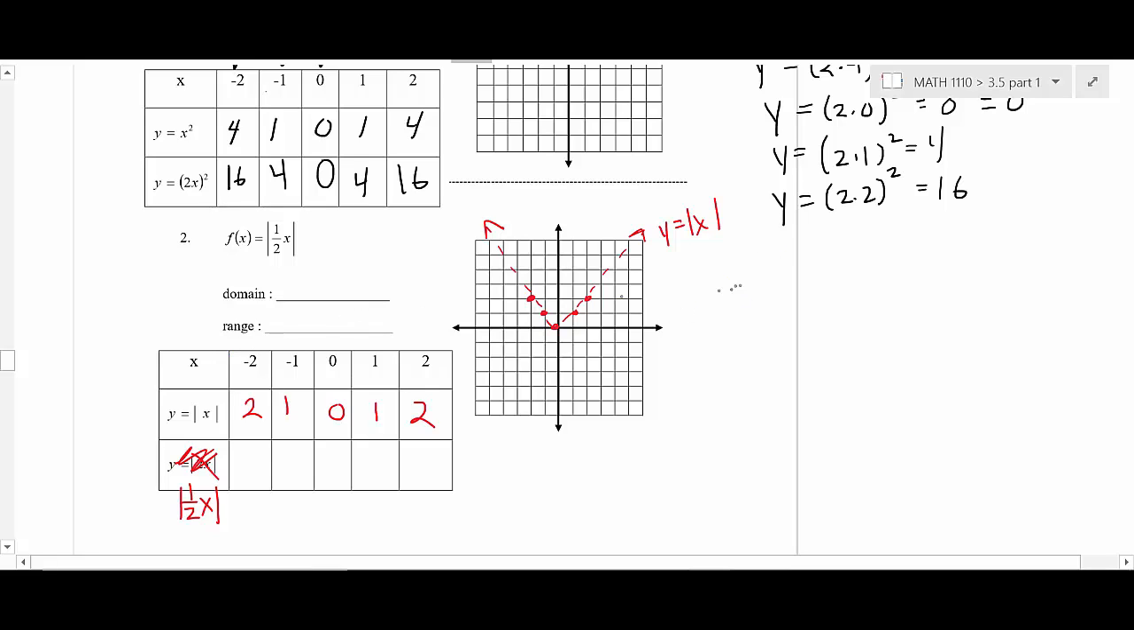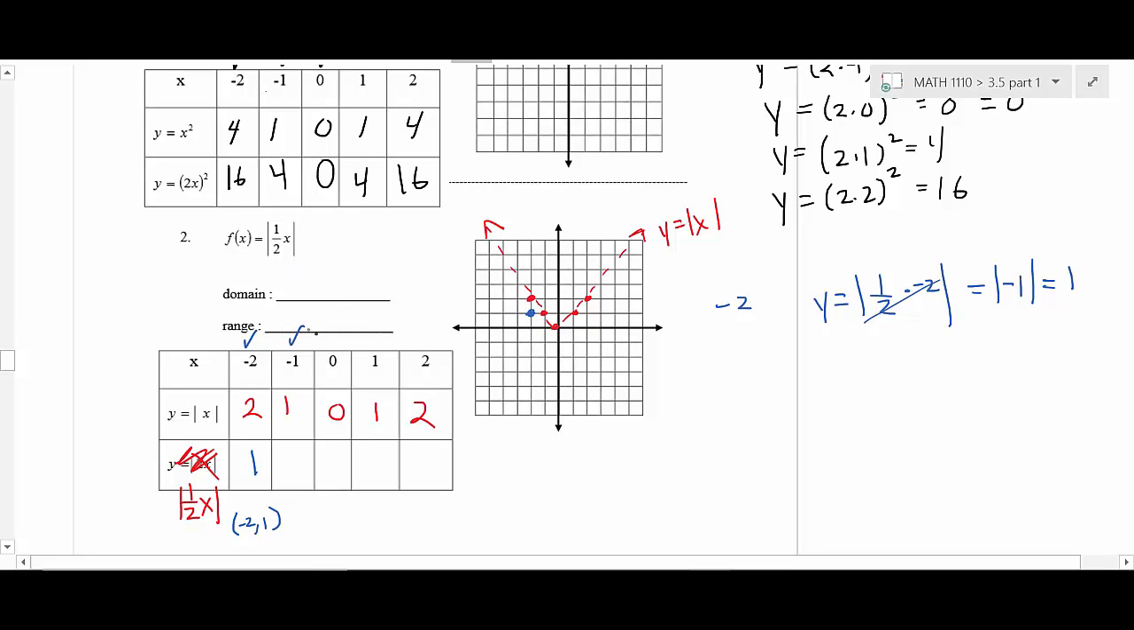Let's start with -2. So we would have y equals absolute value 1/2 times -2. Okay, see the 2's cross out. That really gives you absolute value of -1. So that gives 1. Okay, right? And while we're at it, we'll just plot these points. So we have the point -2, 1. You can see that this thing's kind of stretching like this. So that's your first point.